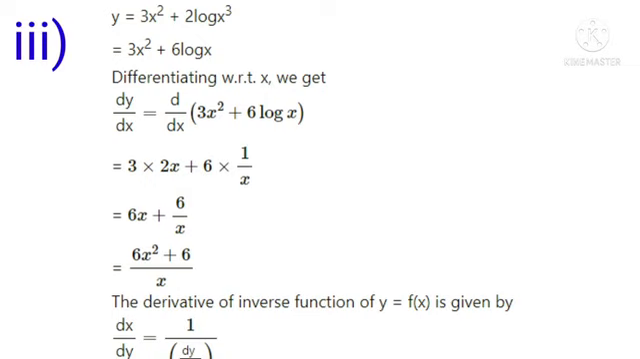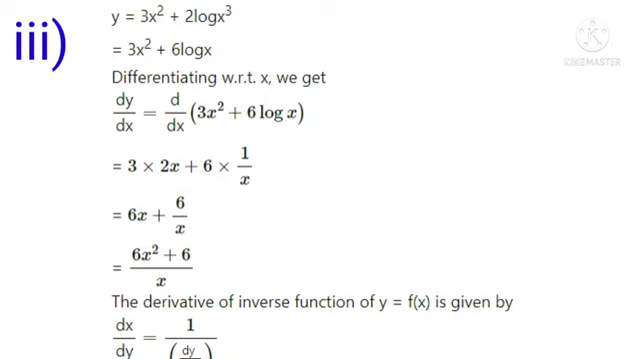Derivative of log x is 1 upon x. So we get 3 into 2x, that is 6x, plus 6 upon x. You write denominator x as it is. Take LCM. 6 into x, 6x square plus 6 upon x. This is the final answer. But we want the derivative of the function at x is equal to 1. We have to find the inverse function.